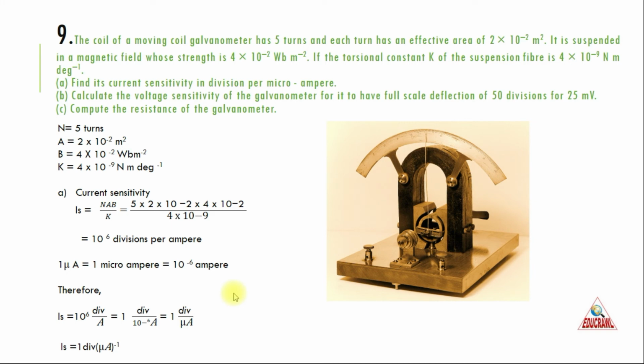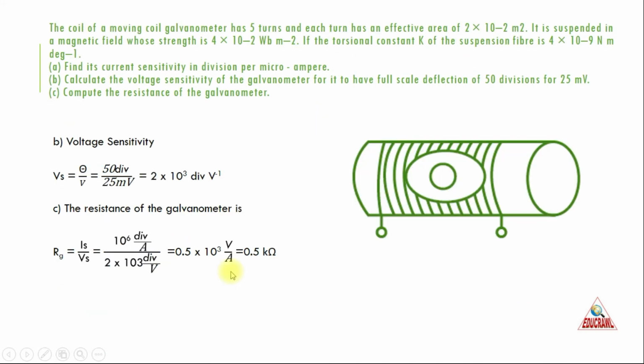Next, we have to find the voltage sensitivity. So, voltage sensitivity, as we know, is given by the formula Vs is equal to theta by V. Theta is given as 50 divisions for 25 millivolts. So, divided by 25 millivolt. Millivolt is nothing but 10 power minus 3 volt. So, the 10 power minus 3, which is in the denominator, when it goes to the numerator, becomes 10 power 3. 50 by 25, we know the answer as 2. So, voltage sensitivity is given by 2 into 10 power 3 division per volt. So, voltage sensitivity we have found.